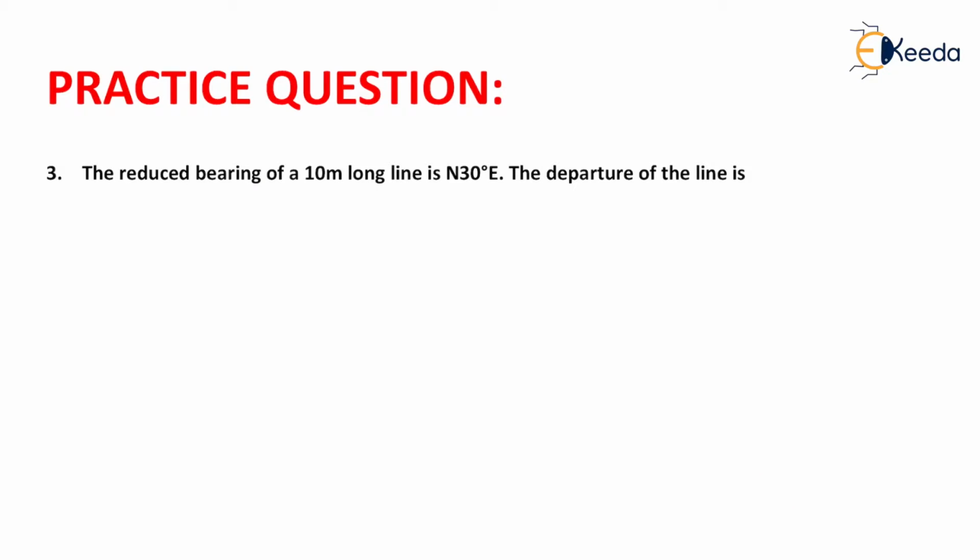Question is written as: the reduced bearing of a 10-meter long line is north 30 degree east. The departure of the line is? Now the length of the line is given, that is 10 meter, and its quadrantal bearing is given as north 30 degree east. So we will draw the diagram like this.